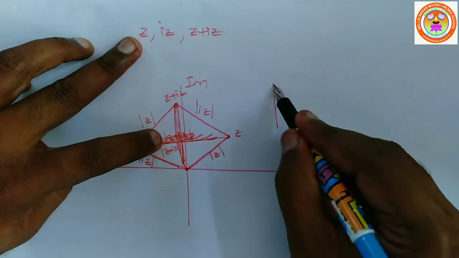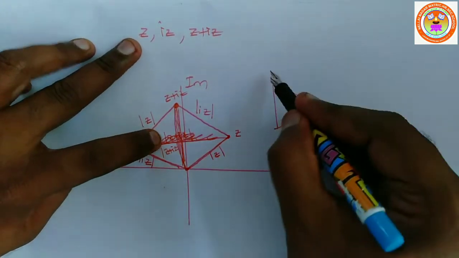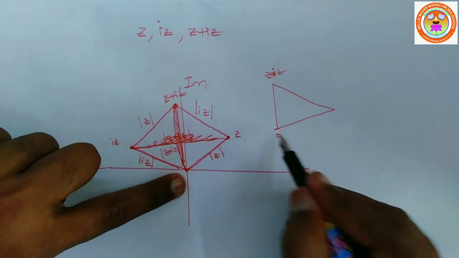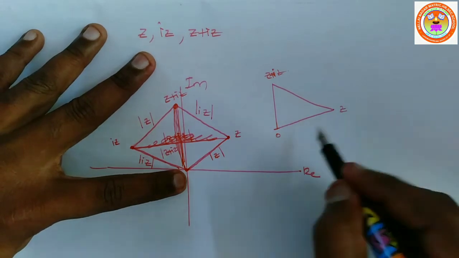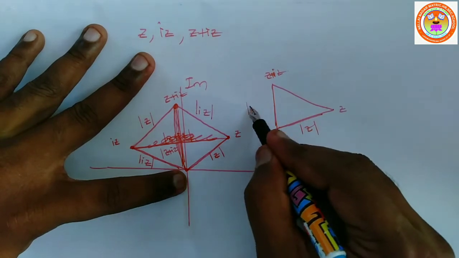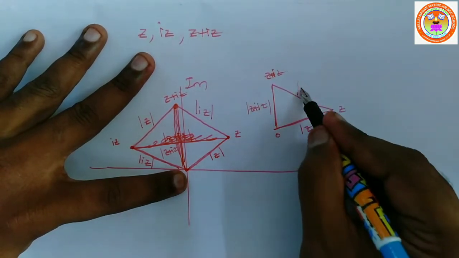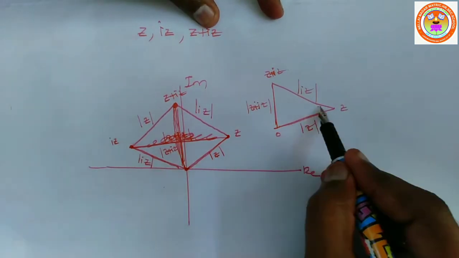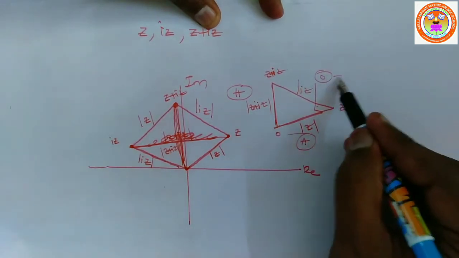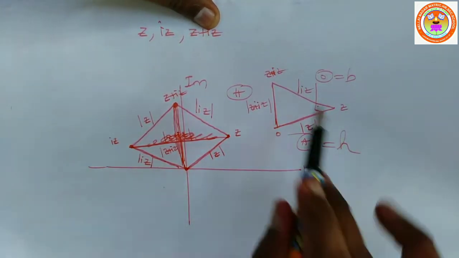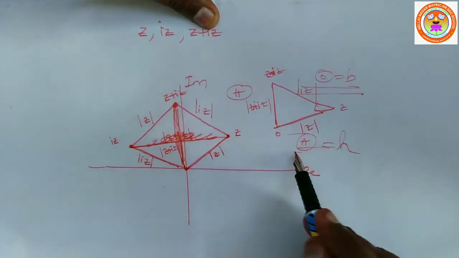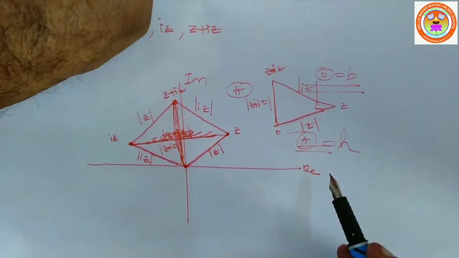If I take this triangle, this part, this is z plus iz. This point is the origin O. This point is z. This length is nothing but modulus of z, this is modulus of z plus iz, and this is modulus of iz. So this forms a right angle triangle. This is the hypotenuse, and the other two are opposite and adjacent, nothing but base and height. You can take iz and z as base and height.